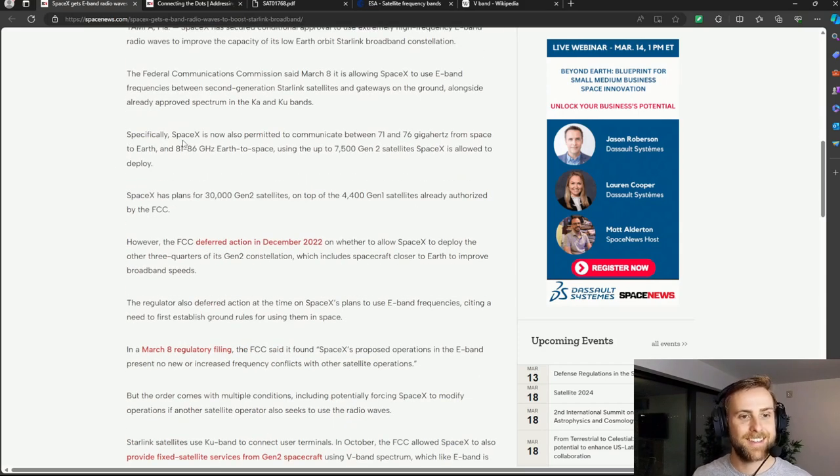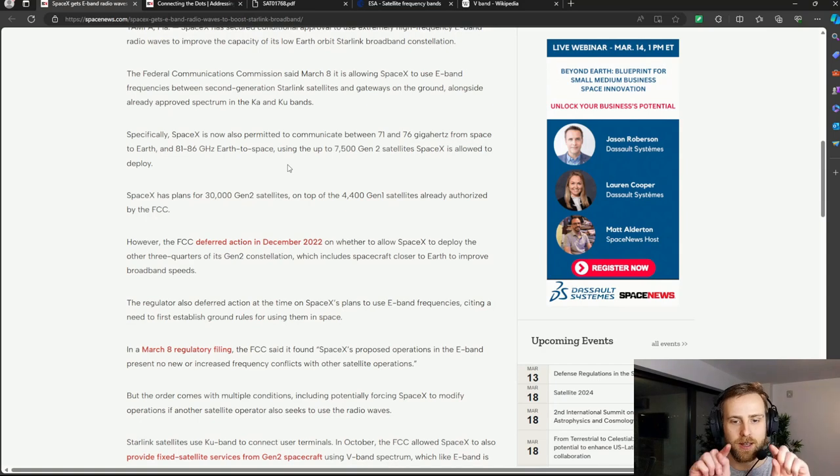So SpaceX is now also permitted to communicate between 71 and 76 gigahertz from space to Earth and 81 to 86 gigahertz Earth to space. Very cool. Having radios with different uplink and downlink frequencies will allow you to transmit and receive at the same time. I presume it makes sense. The fact that they are within very close proximity of one another isn't as important if they are using bandwidths that are far enough apart, if their central frequencies are far enough apart. And so you'd be able to filter out the other signal, the one you don't want, much easier the farther apart they are.